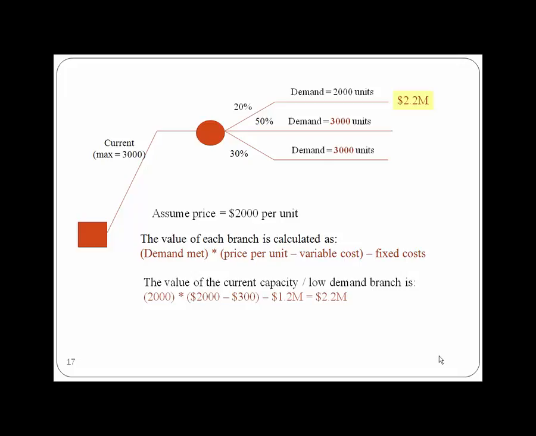So the value of the current capacity low demand branch is 2,000 times the difference between 2,000 minus $300. Remember, $300 is the variable cost if you go with the current capacity, minus a 1.2 million fixed cost, or 2.2 million. So this branch has a value of 2.2 million.